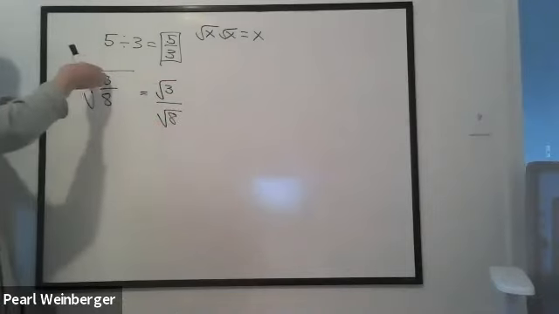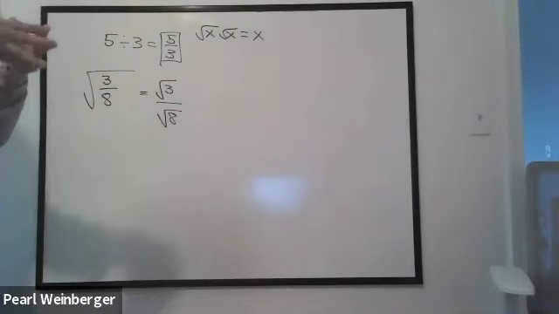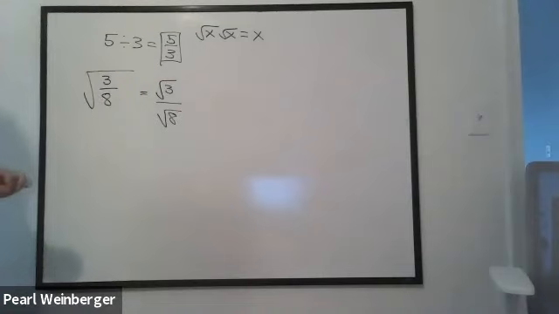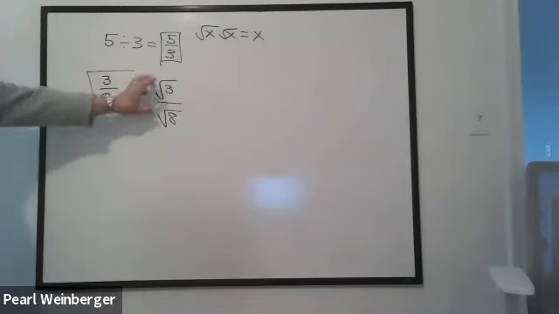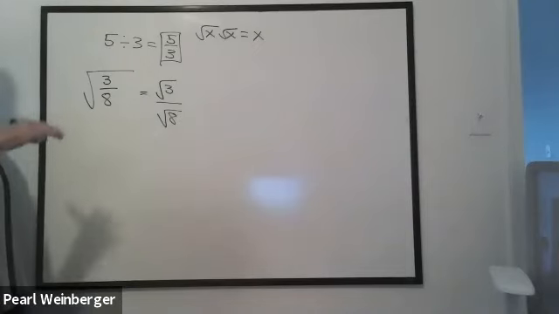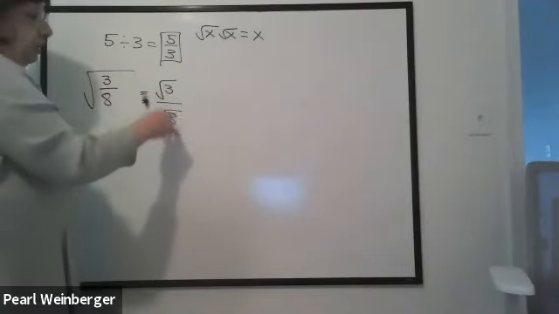In other words, when you have a fraction in a radical, it means that both the numerator and the denominator are inside the radical. They are both being square rooted. Now, what we could do is simplify each of the new radicals, the square root of 3 and the square root of 8.